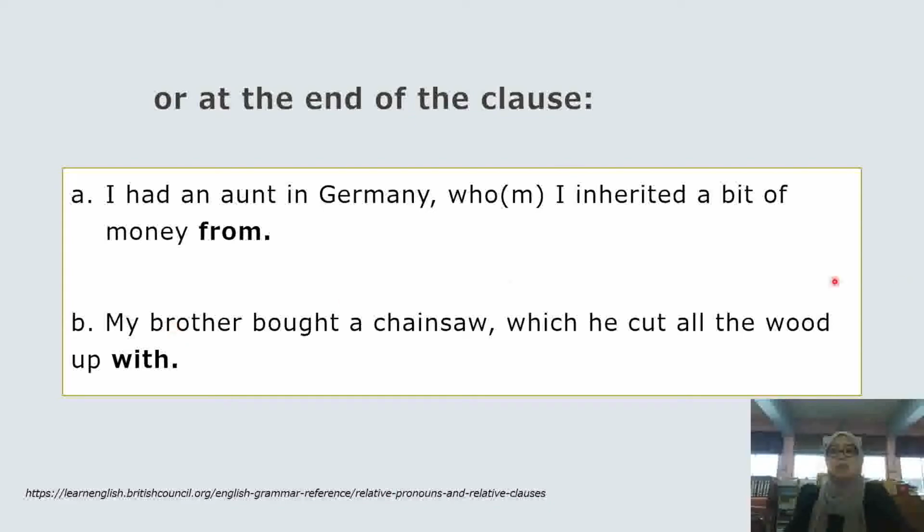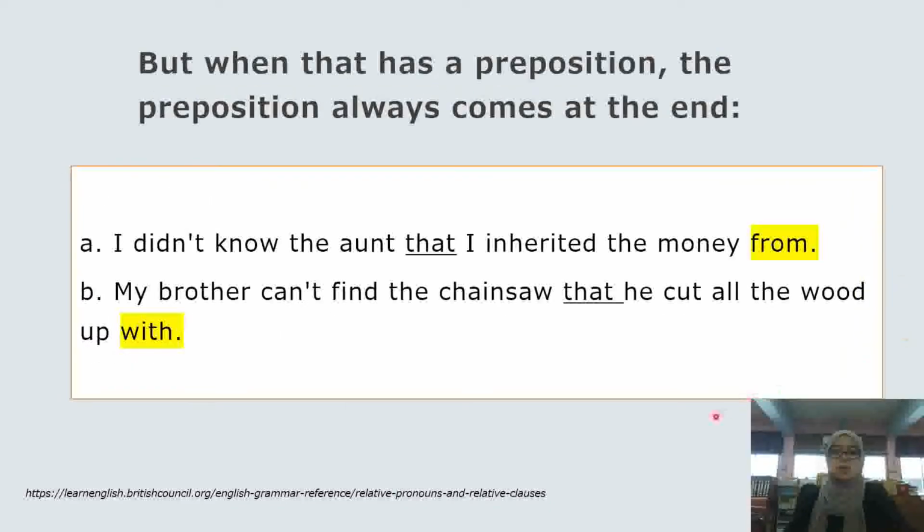Let's look at the next one. This is a situation when we have a preposition and we use the word that. When the word that has a preposition, let's say we want to use the word that in our sentence and we also have a preposition, the preposition will always come at the end of the clause. Remember, if we use that plus a preposition, make sure the preposition is at the end of the clause. Let's look at the example.